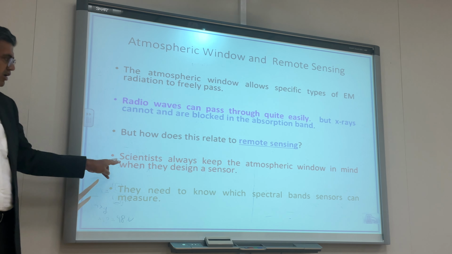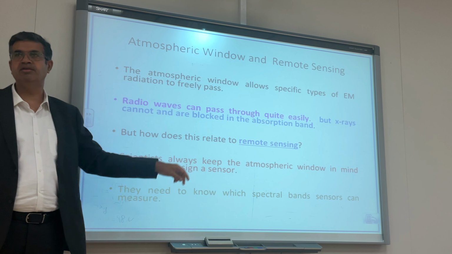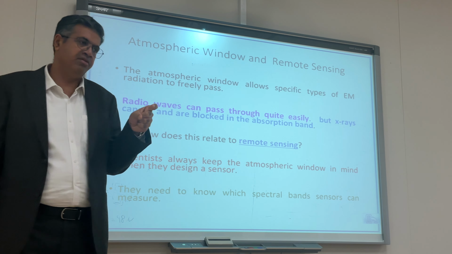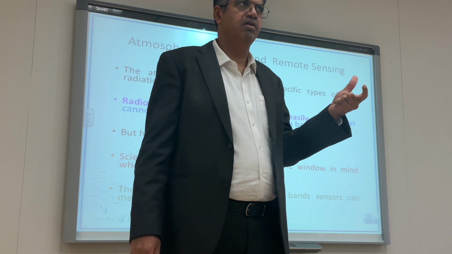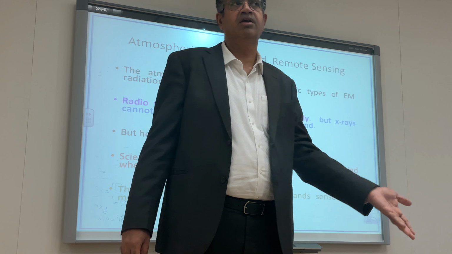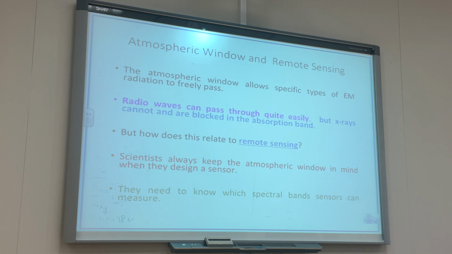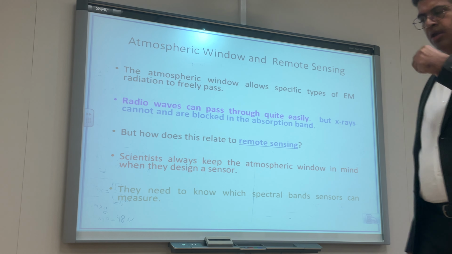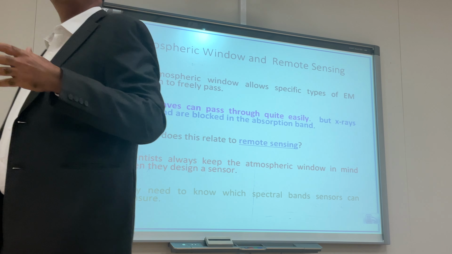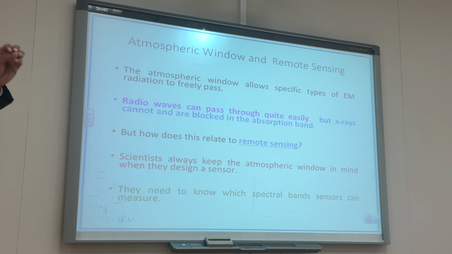That is why it is written that scientists always keep the atmospheric window in mind when they design a sensor. If he designs a sensor for infrared radiation, will it work? Yes, because infrared radiation reaches the surface of the Earth and is then reflected. If he designs a sensor for the visible part, yes, it will work. For microwaves, yes. For radio waves, it will work. But for gamma rays and X-rays, it will not work.